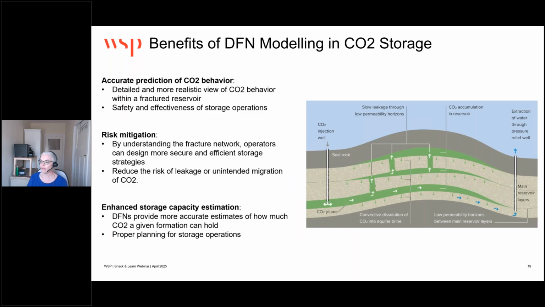Some of the key benefits of using DFN models in CO2 storage include the accurate prediction of how CO2 will behave within the fractured reservoir, and by understanding the fracture network, operators can design more secure and efficient storage strategies that reduce the risk of leakage, unintended migration of CO2, and microseismicity. So DFNs help to provide a more accurate CO2 storage estimate of a given reservoir.